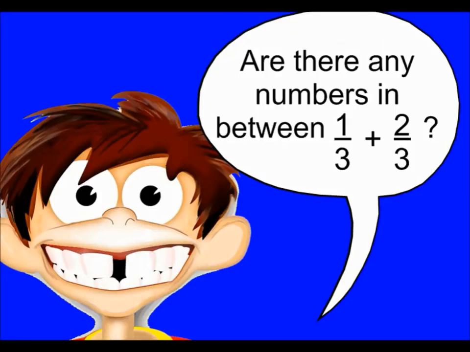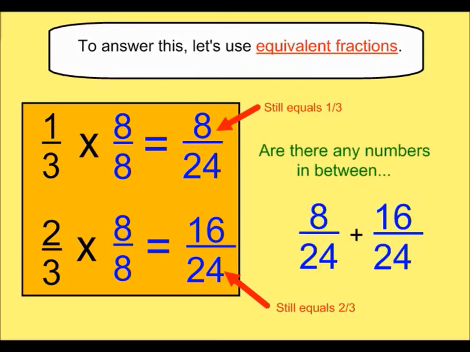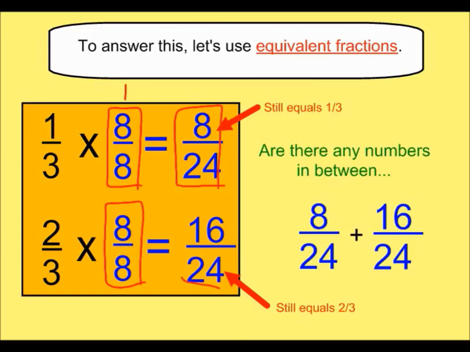Now this is an interesting question, and equivalent fractions can help you to answer it. Are there any numbers between 1/3 and 2/3? Well, when you first look at that, you say, no, there's nothing in between 1/3 and 2/3. Well, it's not true, and we can use equivalent fractions to help us. If you took 1/3 and you multiplied it times 8 over 8, which is like multiplying times 1, you would get an equivalent fraction of 8/24. If we did the same thing to 2/3, multiplied it by 8 over 8, we would end up with 16 over 24, which is also an equivalent fraction to 2/3.